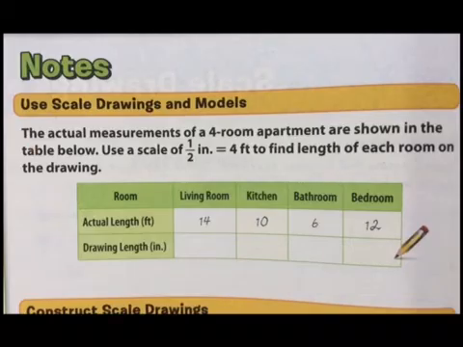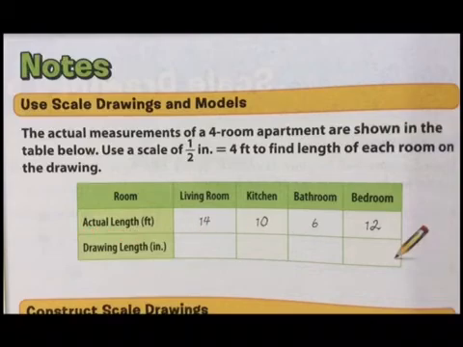Okay, let's continue to practice using scales. The actual measurements of a 4-room apartment are shown in the table below. Use a scale of 1/2 inch to 4 feet to find the length of each room on the drawing. So here we have the living room, the kitchen, the bathroom, the bedroom. The actual lengths in feet are 14 feet, 10 feet, 6 feet.